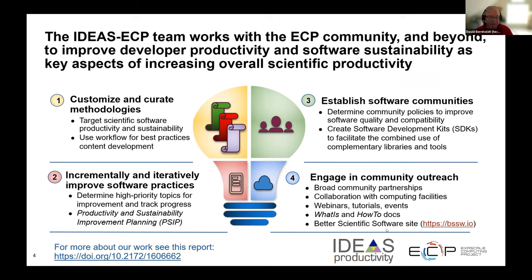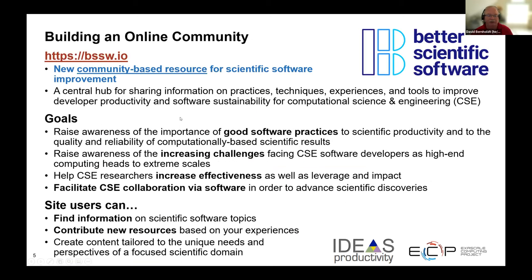There's a DOI in the bottom left to a report that we wrote a couple years ago that outlines how we approach our work. If you're interested in learning more about the various things we do, please have a look there. One of the things we're trying to do is build a community of people who are aware of good software practices and who are sharing them. One of the ways we're trying to do that is this site called bssw.io, Better Scientific Software. This is a community resource. Anybody can contribute, and of course, anybody can read it. This is a site meant to help you find information on doing a better job with scientific software. And we'd love for you to contribute new resources to the site based on your experiences, things that you've found useful.